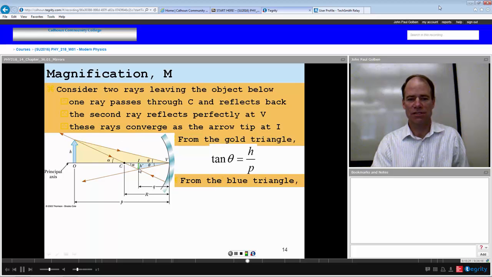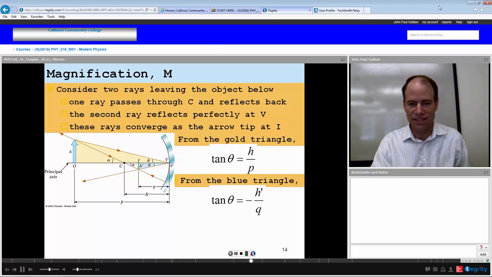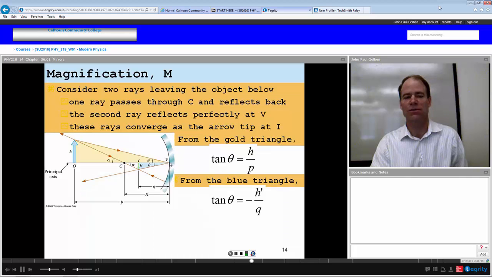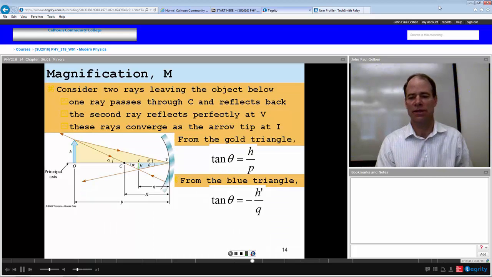If you look at this little blue triangle, it is a similar triangle. It's got the same internal angles. It's also a right triangle with the same angle theta here. And if I look at the tangent theta there, I would have that it's equal to the opposite side, h prime, over this distance here from the image to the mirror. So that's going to be q. And it's inverted, so it's going to be negative h prime over q.